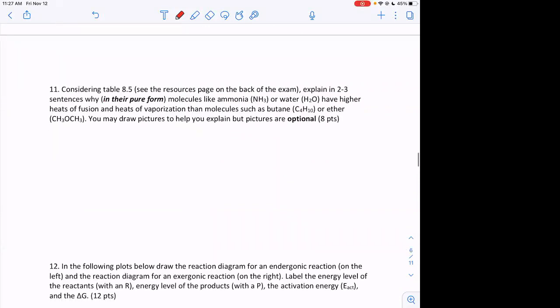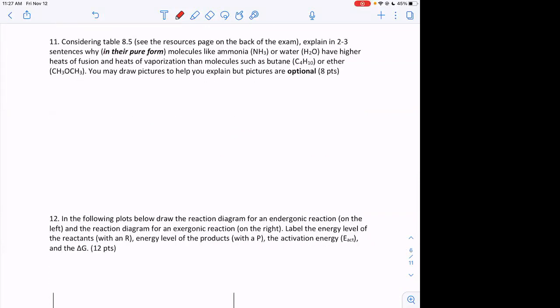All right, now it gets to the hard part, right? These were all the open response. I wanted to see your work. I want to see units. So this one here I'm asking, considering table 8.5, which is at the end of the exam, explain in 2 to 3 sentences why in their pure form, molecules like ammonia or water have higher heats of fusion, higher heats of vaporization compared to molecules such as butane or ether. You can draw pictures, but that's optional.